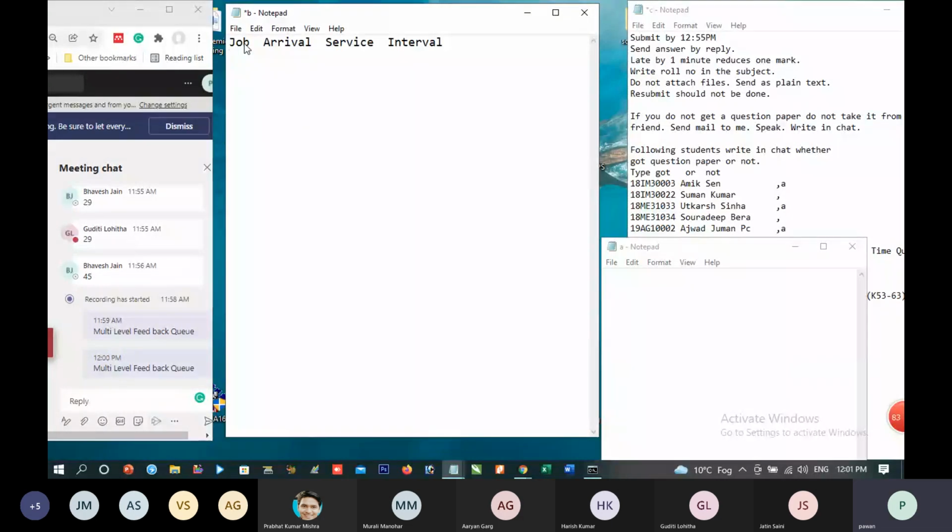Here was job A, which has arrived at time t equal to 0 and it requires a service of 30. During which interval it should be served? Suppose later on this job comes at time t equal to 8. It requires a service of only 4 units.